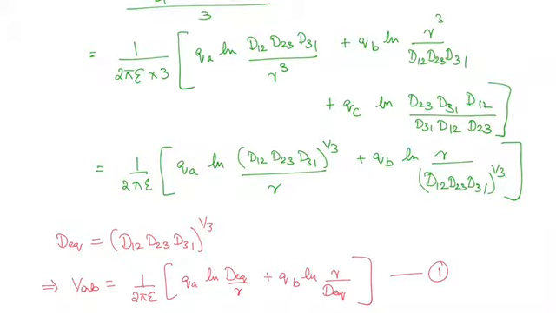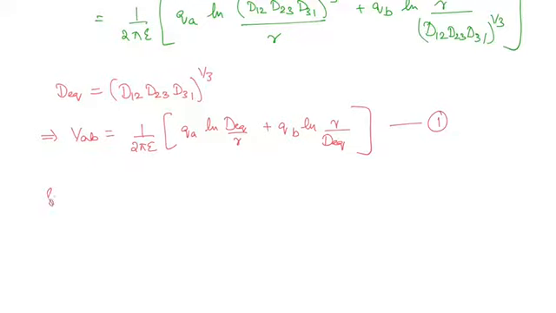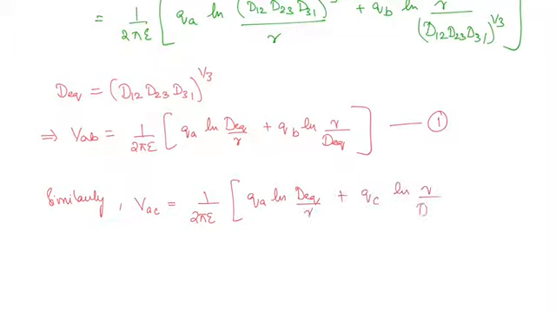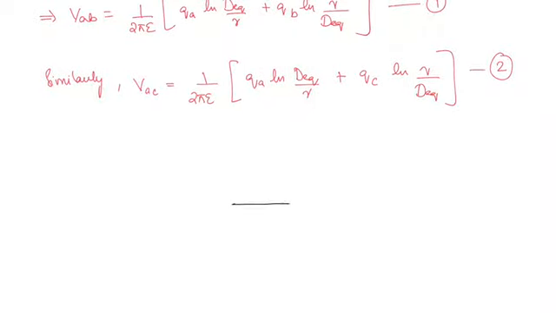This is one expression. Similarly, you can get the potential difference between A and C. This is going to be VAC, which is 1 by 2 pi epsilon, QA ln D equivalent by R plus QC ln R by D equivalent. This is one expression. Here VAB and VAC are the line to line voltages that we have found out. Now we will try to get a relation between the line to neutral voltage and line to line voltage.